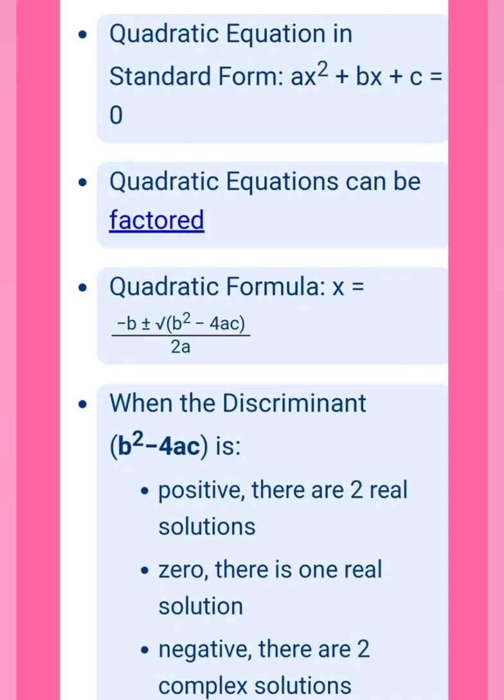Here b square minus 4ac is the discriminant of the quadratic equation. Why? Because if b square minus 4ac is positive, then there will be two real solutions. If b square minus 4ac is equal to 0, then there will be only one real solution. If b square minus 4ac is negative, then you get two complex solutions. Both the complex roots will be conjugates.